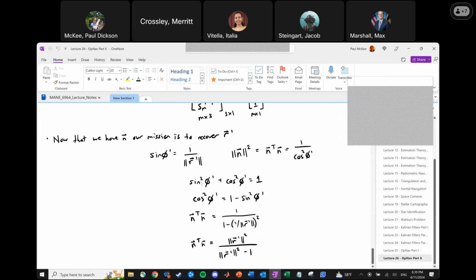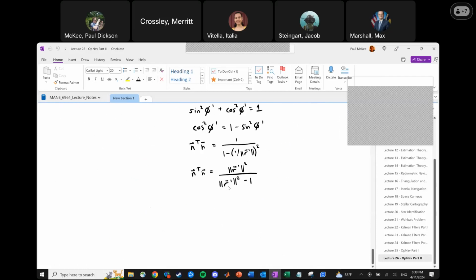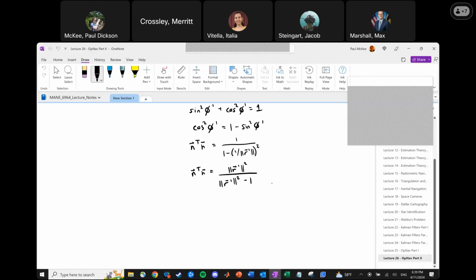If we use this trig identity, we arrive at this equation, and I believe this is as far as we made it before. So we're going to continue now. And if we multiply this out, we get n transpose n times the norm of r prime squared minus n transpose n is equal to the norm of r prime squared. Okay.